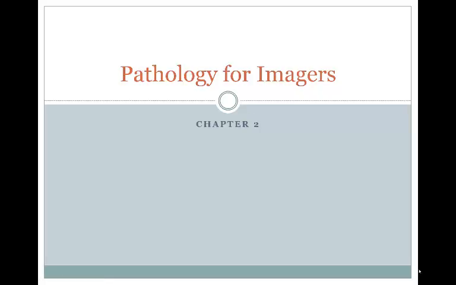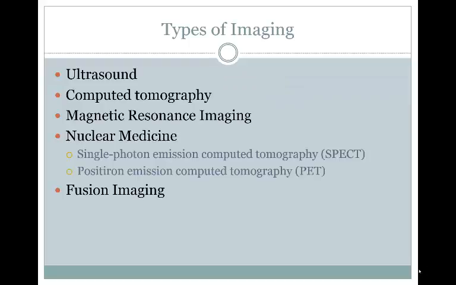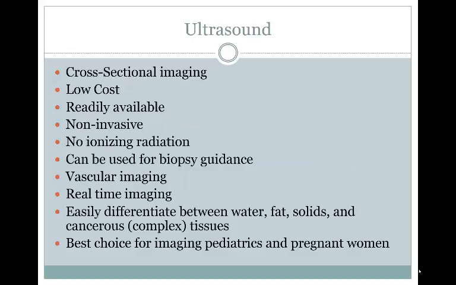Hello. Today we're going to talk about Chapter 2, Specialized Imaging Techniques from your pathology book. This is a short chapter that talks about different types of imaging: ultrasound, CT, MRI, nuclear medicine, and then at the end they talk about fusion imaging, which we will briefly talk about as well.